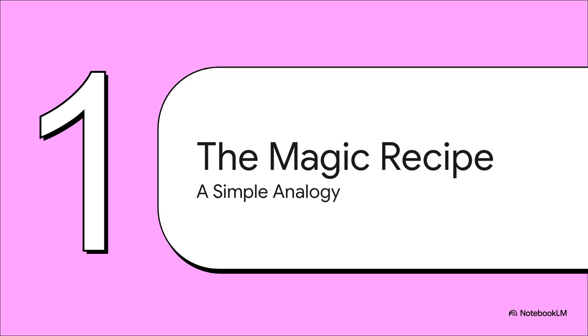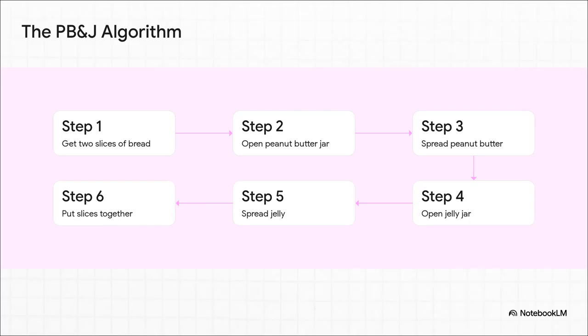Okay, so to prove to you just how simple this is, we're going to start with a recipe I bet you already know by heart. This first section, we're calling it the magic recipe. And trust me, this is where that little aha moment is going to happen. Yep, the good old peanut butter and jelly sandwich.